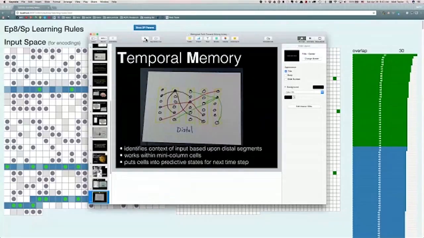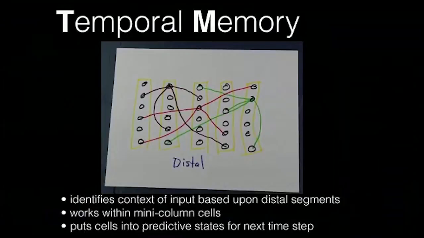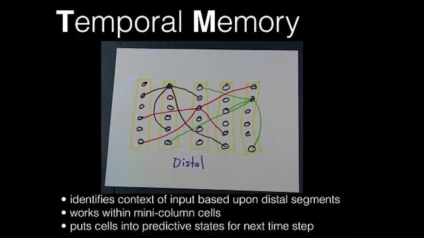So, temporal memory. Spatial pooling, just to reemphasize, gives us a space for a sequence memory algorithm to operate within. In my last little drawing, I drew mini columns in yellow. These again are mini columns, but I'm not looking at the proximal feed forward input. I'm looking at distal connections, which is a different type of neural connection. Within each of those mini columns, each cell can form connections to other cells in any other part of the structure. These connections help identify the context of the input based upon what it's seen in the past. And all of this works within the mini columns that the spatial pooler has established with its mapping to the input space. What the temporal memory algorithm does is put cells into a predictive state if a certain amount of their connections have on bits on the other side.